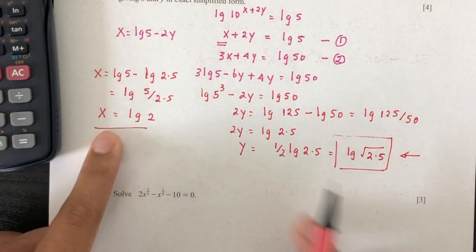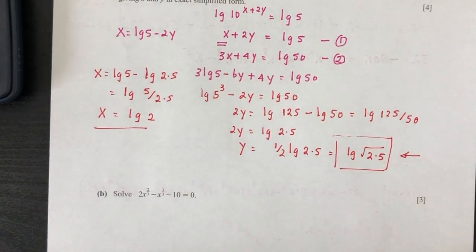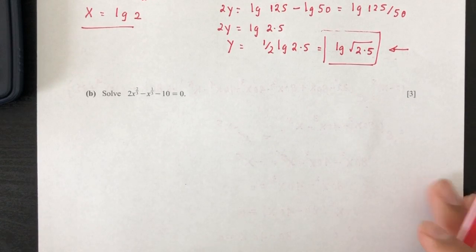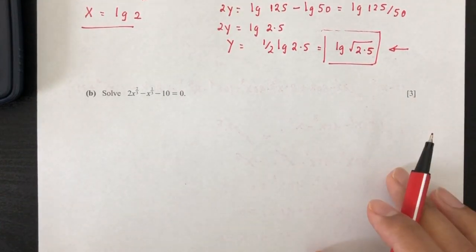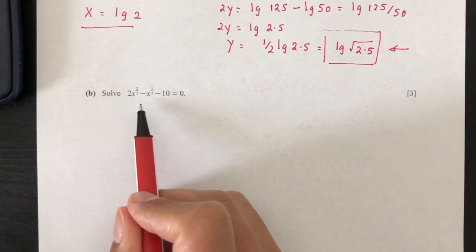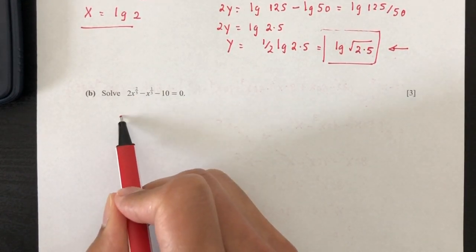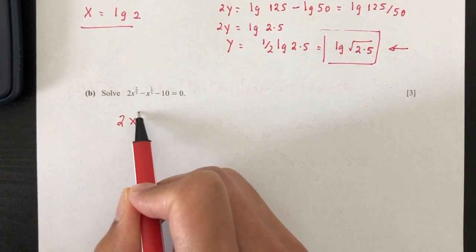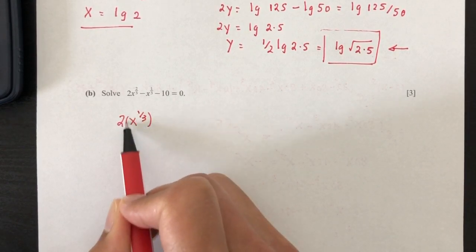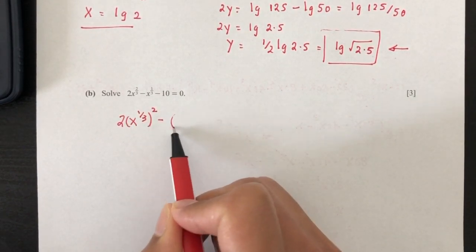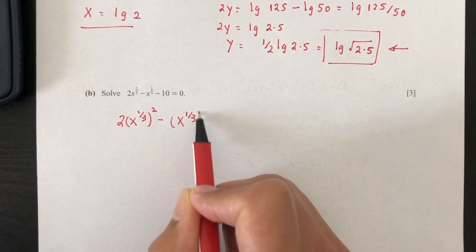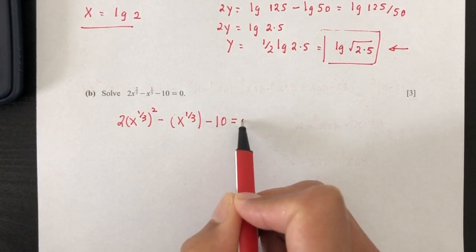So two values for x and y, and this is your solution. Now moving on to part B, we have to solve this equation. So let's write this down again. You will have 2x^(1/3) squared minus x^(1/3) minus 10 equal to 0.